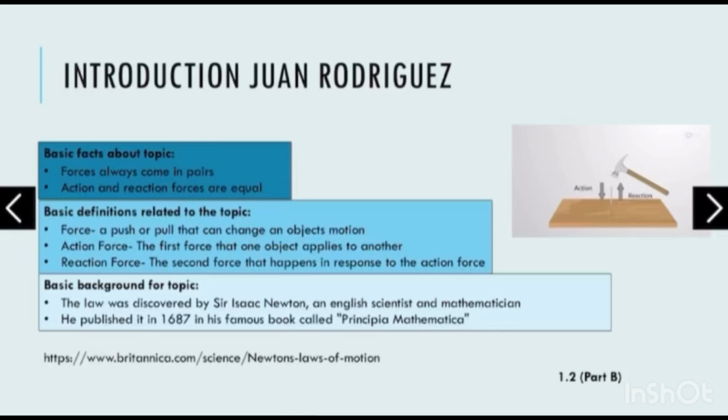Some basic background for my topic includes: the law was discovered by Sir Isaac Newton, an English scientist and mathematician. He published it in 1687 in his famous book called Principia Mathematica.